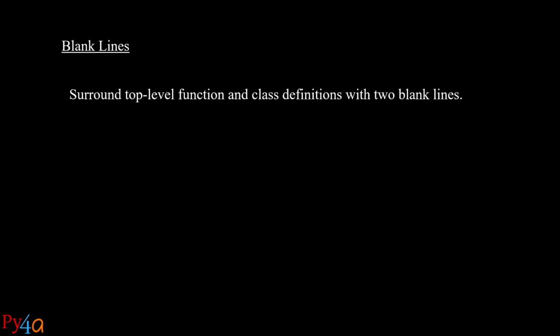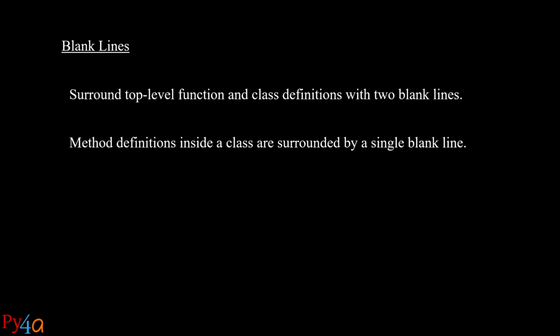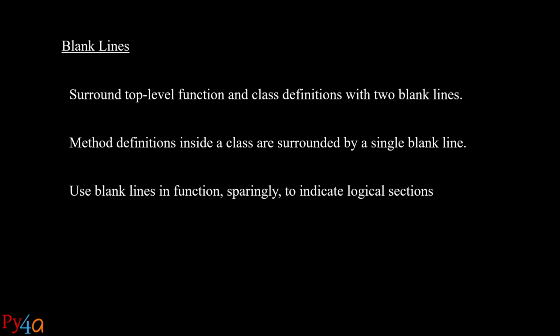Next, blank lines. Surround top-level function and class definitions with two blank lines. Method definitions inside a class are surrounded by a single blank line. Use blank lines in functions sparingly to indicate logical sections. What that means is that in every function, right inside the function block, do not separate the statements with blank lines. Let it be used less often.